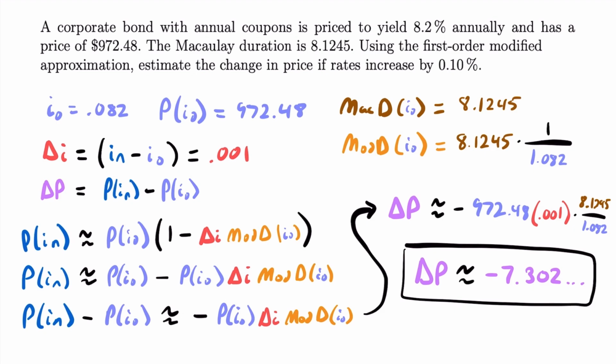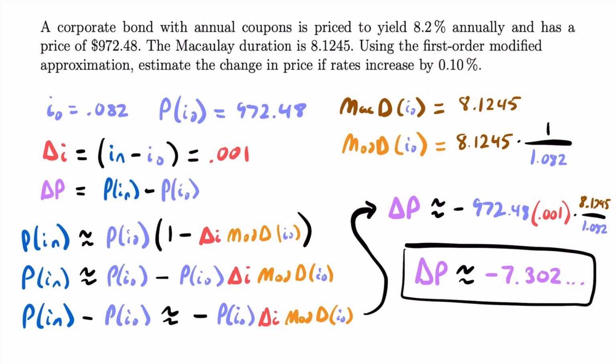What we have just learned is that if the rates increase by 0.10% for this corporate bond, we are estimating that the price would change in the negative direction by $7.3. Okay, in other words, the price will decrease by that amount. That's what we would expect. That's what we're estimating will happen based on a first order modified approximation.